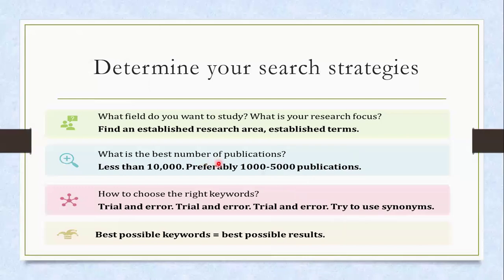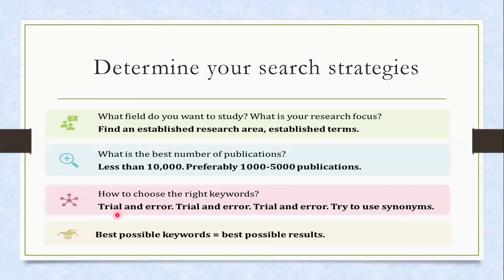What is the best number of publications? Always remember that it should be less than 10,000, or preferably between 1,000 and 5,000 publications. When you search out the key terms relevant to your bibliometric study, you need to find at least this range of publications for conducting an effective bibliometric analysis.